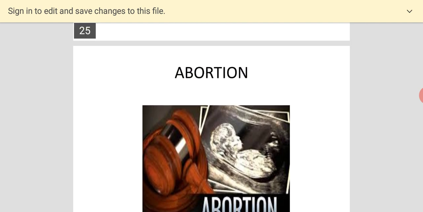So these are the methods that are used in order to prevent pregnancy.